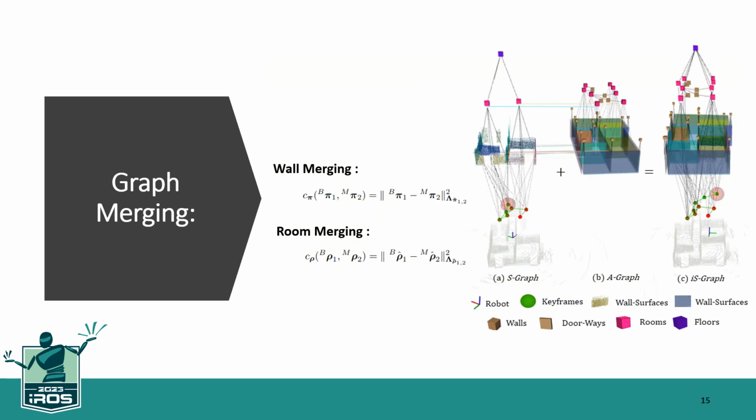Once a unique geometrically consistent match is found, we merge the A graph and S graph together. Here we assume the A graph is the ground truth. Therefore, while merging the two graphs together, we merge them in such a way that the error between the walls of the A graph and the walls of the S graph is 0. Similarly, the error between the rooms of the A graph and the rooms of the S graph is 0. And that is how we perform the global localization of the robot.